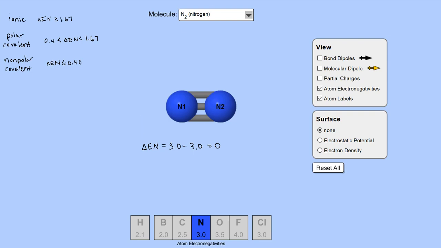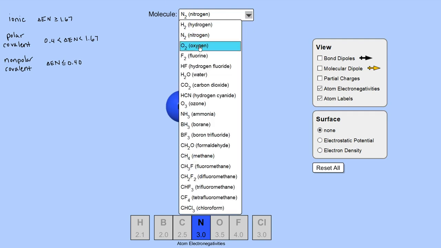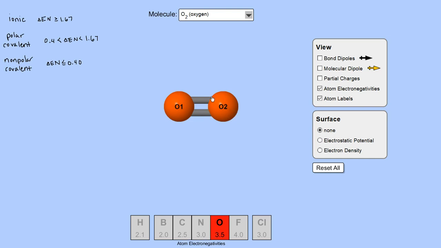Hopefully you're seeing a pattern here that when you have the same element bonded to itself, then we're going to have a nonpolar molecule because there are no polar bonds in this molecule, so the entire molecule is nonpolar. Let's just, for the sake of making sure we're clear, here's a 3D example of oxygen, and because oxygen has only nonpolar bonds, because it has an electronegativity of 3.5, then the entire molecule is considered nonpolar.